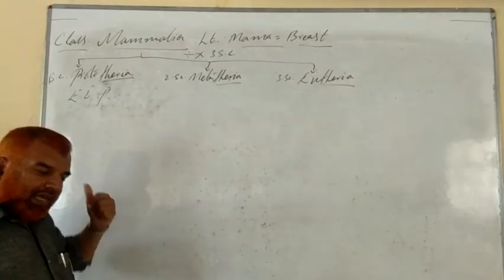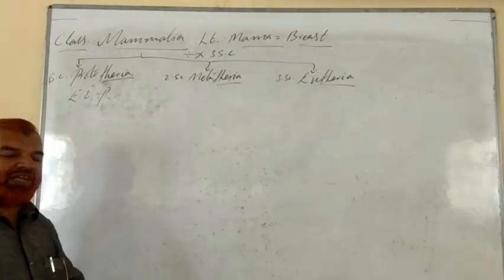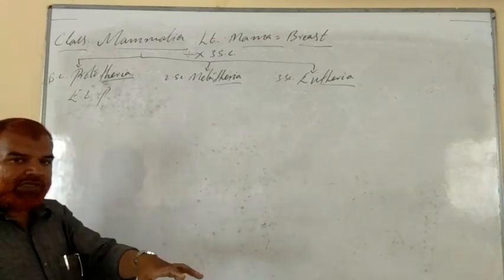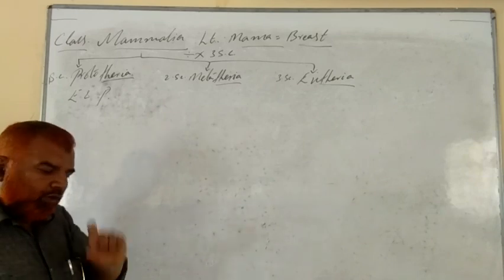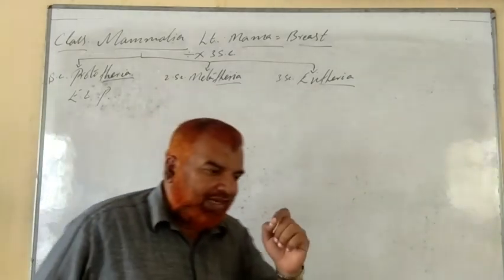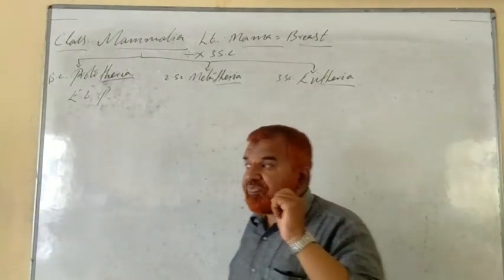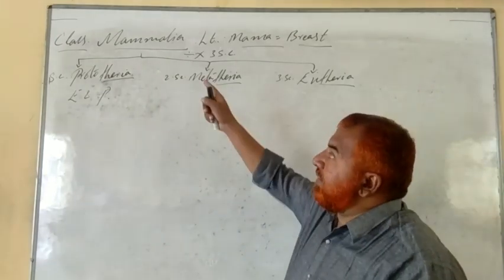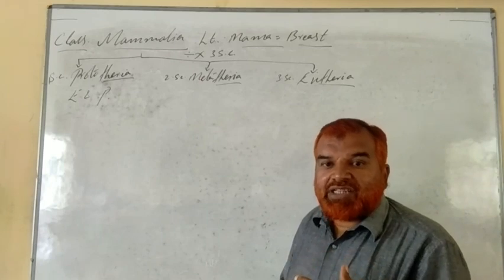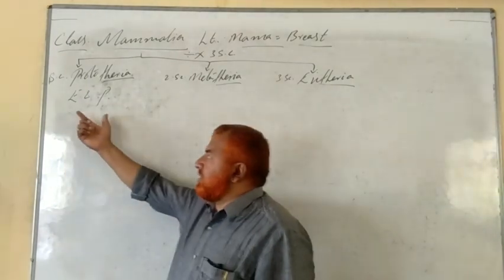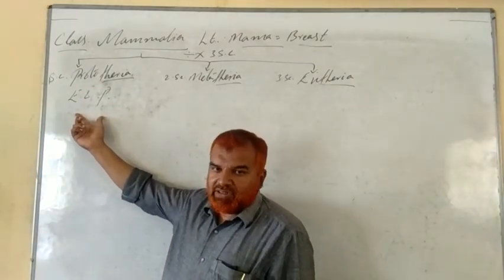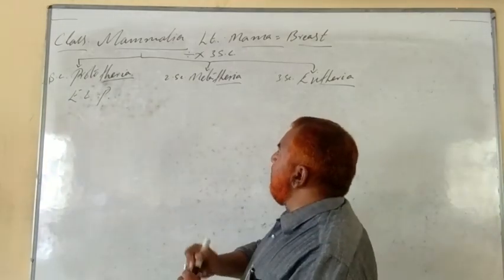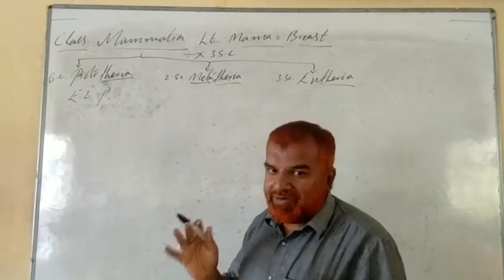Laying eggs is a characteristic of oviparous animals. Giving birth to young ones is a characteristic of viviparous animals, right? Oviparous animals are those that lay eggs. Birds are oviparous, whereas in class Mammalia the animals are viviparous. But these animals lay eggs. They are oviparous.